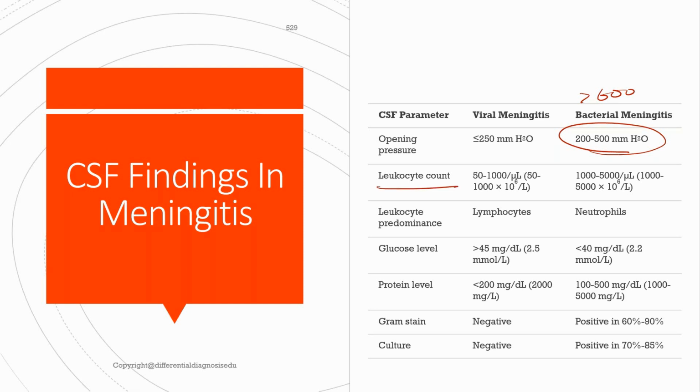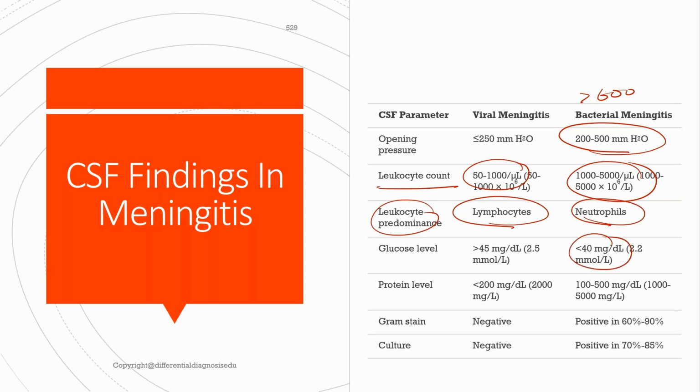Leukocyte count is high in bacterial meningitis, 1000 to 5000. Less than 1000 is viral. Leukocytes will be predominantly neutrophils in bacterial, lymphocytes in viral. Glucose will be low in bacterial because bacteria eat sugar. It will be high in viral. Protein level will be slightly high in bacterial, less than 200 in viral.